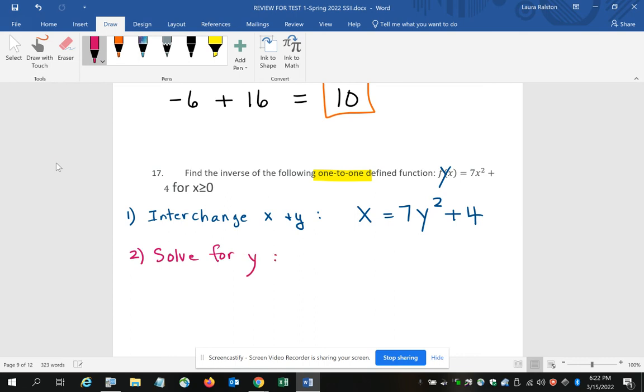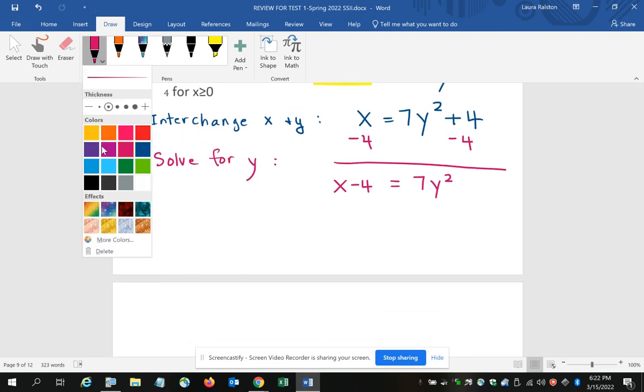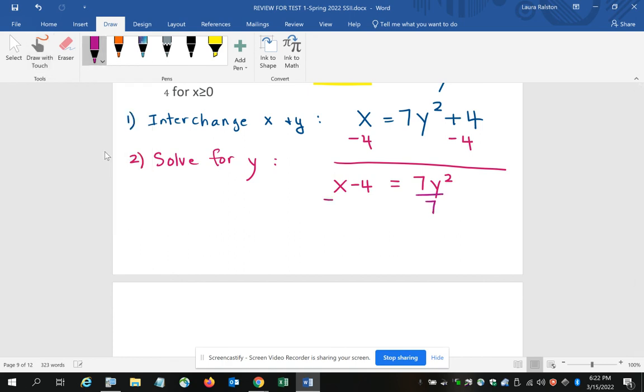So if I want to solve this thing for y, initially I'm going to subtract 4 from either side. So I have x minus 4 equals 7y squared. Still working on solving for y, so I need to get rid of the 7. So I'm going to divide by 7. Divide by 7. So I have x minus 4 over 7 equals y squared.